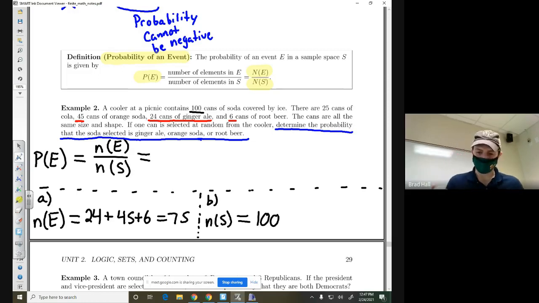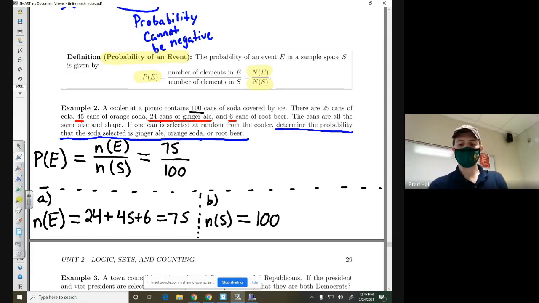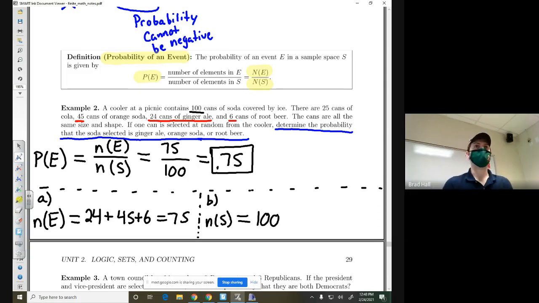So in essence, we found 75 as the numerator value, 100 as the denominator value. This comes out to be 0.75. So in other words, the way we would interpret this as humans would be, there's a 75% chance of selecting ginger ale, orange soda, or root beer.